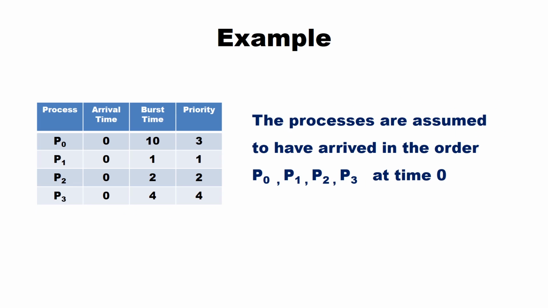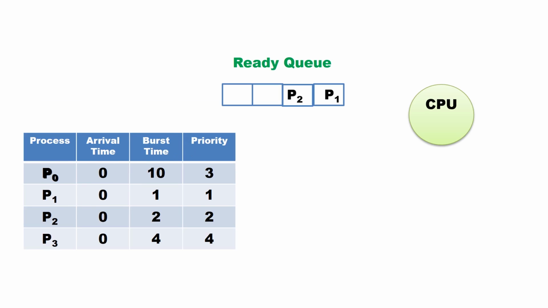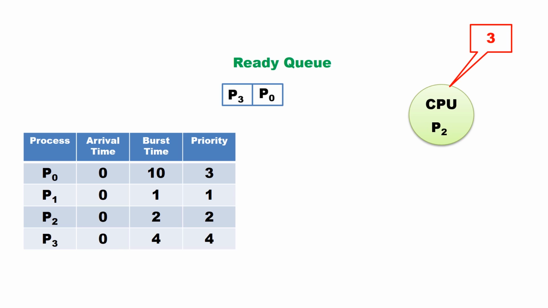P0 has priority 3, P1 has priority 1, P2 has priority 2 and P3 has priority 4. The processes are arranged in the ready queue in the order of their priority. P1 has the highest priority, so P1 will get the CPU first. P1 exits at time 1 and P2 will get the CPU. At time 3, P2 finishes and the CPU is allocated to P0. At time 13, P0 finishes and the CPU is allotted to P3. At time 17, P3 finishes the execution. This is how non-preemptive priority scheduling works.